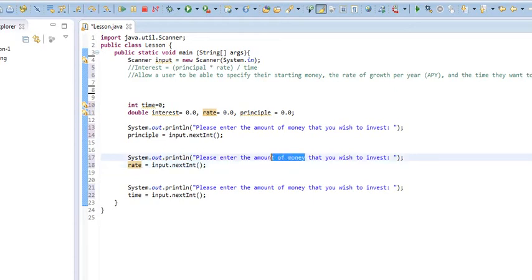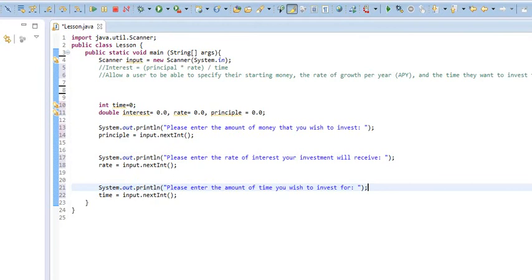So let's see. Please enter the rate of interest your investment will receive. I hope that's how you spell receive. It's one of those gotcha words that I always screw up. Please enter the amount of time that you wish to invest for.